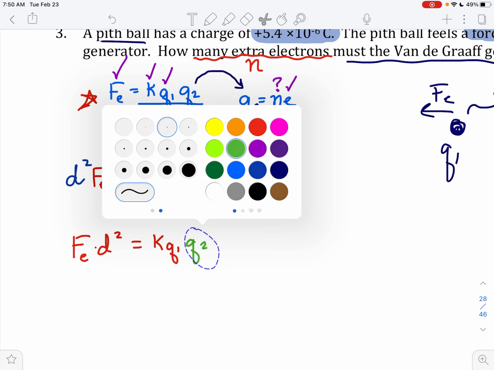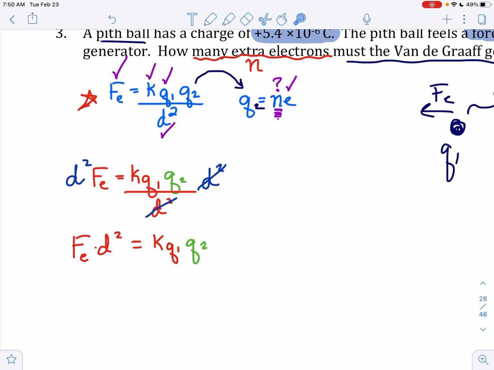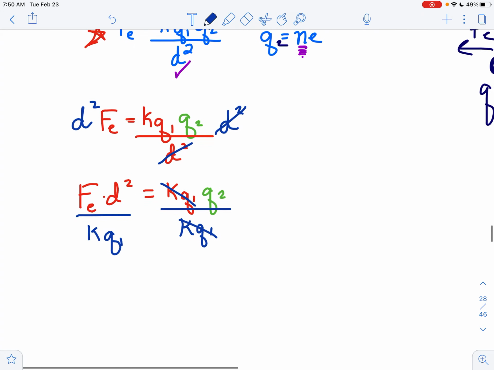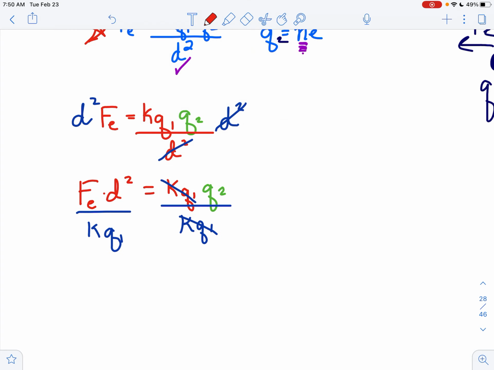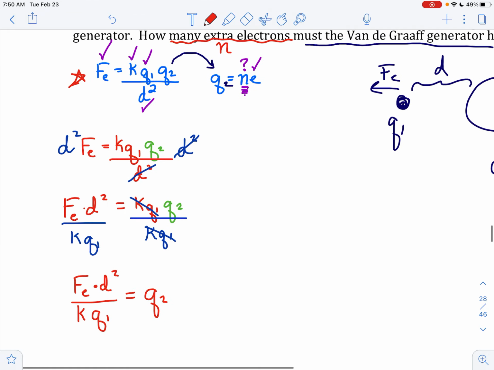So to solve for Q2, I need to get rid of K and Q1. So I'm going to divide both sides by K times Q1. That K times Q1 divided by K times Q1 is just 1. And so my left-hand side becomes Fe times d squared over K times Q1 equals Q2, which is what I want, my first step.